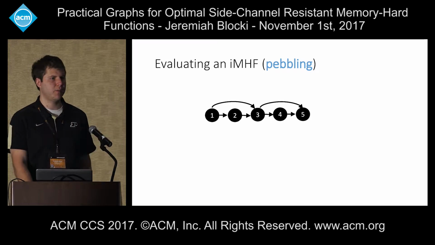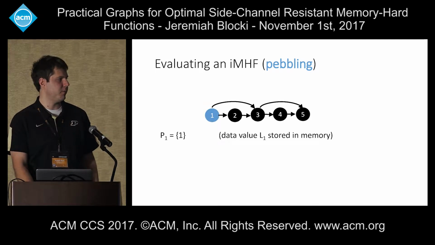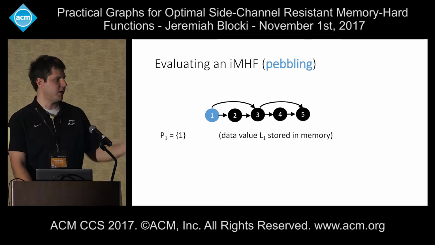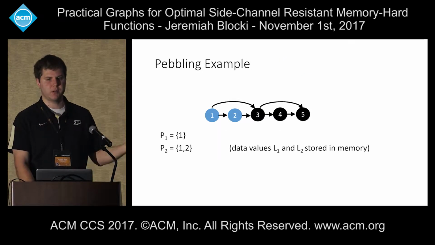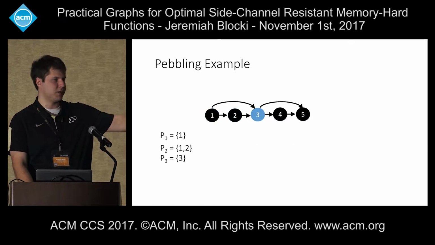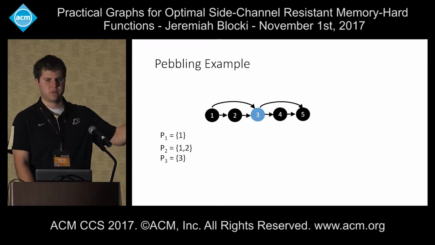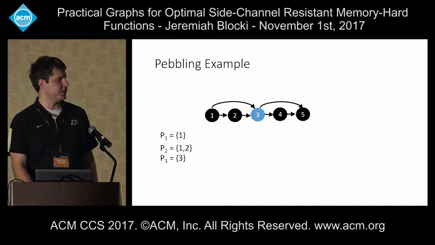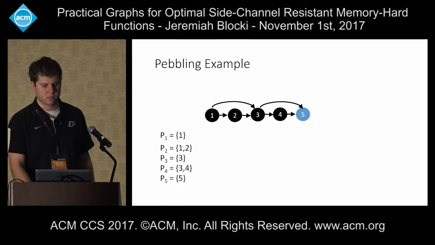So we start off with no pebbles on the graph. Then we can place a pebble on node 1, which means that we store label 1 in memory. Place a pebble on node 2, place a pebble on node 3 now. Simultaneously, we could discard pebbles on node 1 and 2 to save space. Then we can place a pebble on node 4, node 5, and now we're done.